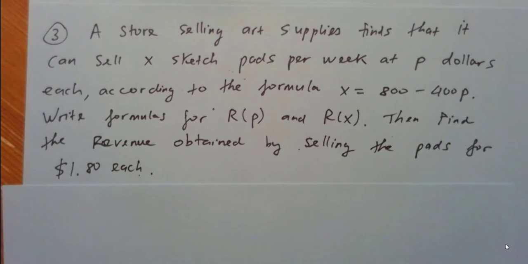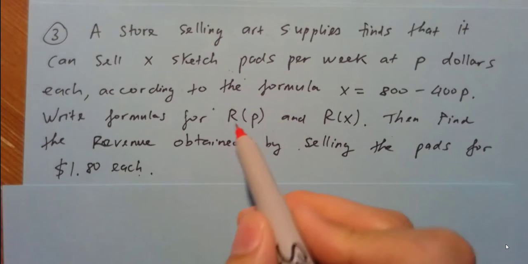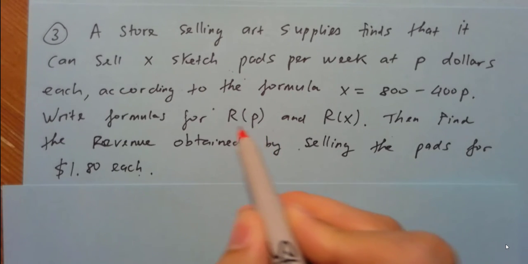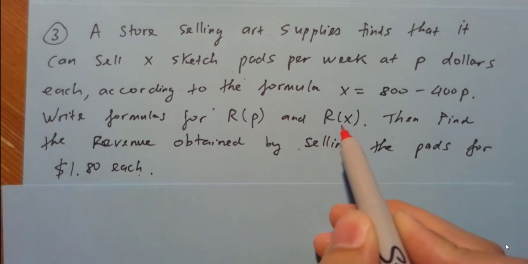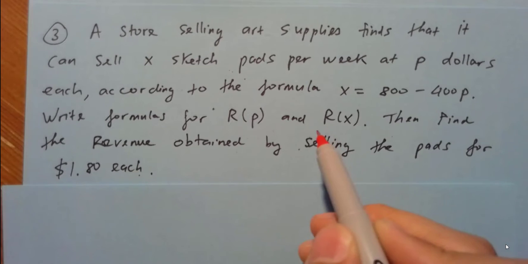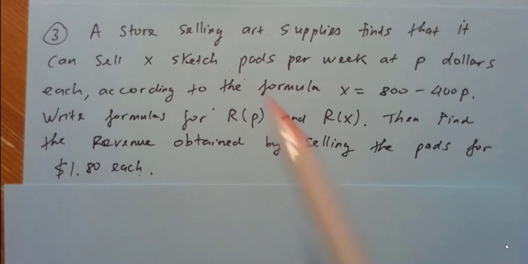$1.80 each. Okay, so they asked you to find the revenue equation in terms of P, which is the price, and the revenue equation in terms of X, which is the number of sketch pads.